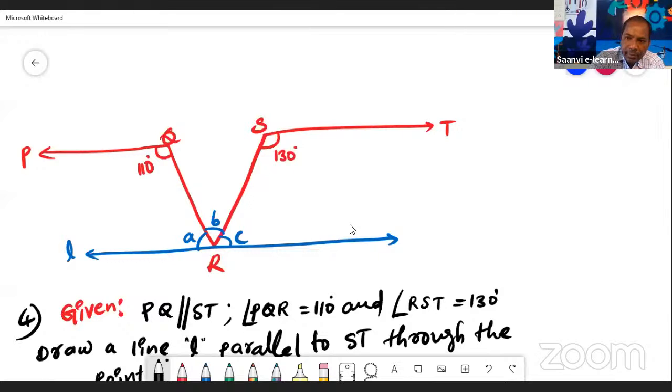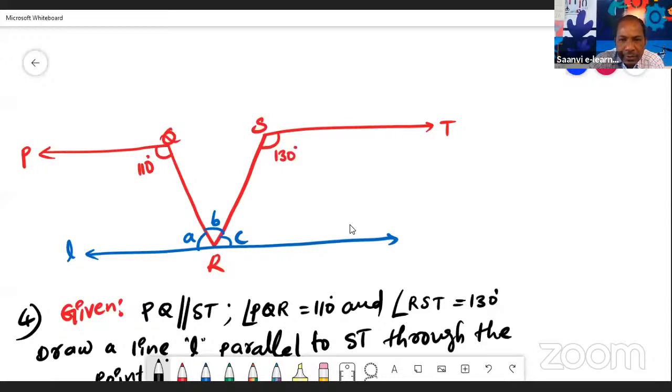Why is their sum equal to 180 degrees? Once observe angle A and angle 110. See, these are the interior angles on the same side of the transversal. Here PQ and L are the parallel lines. For these two parallel lines, QR is the transversal. So if we observe this angle A and angle 110, these are the interior angles and they are on the same side of the transversal. We all know that interior angles on the same side of the transversal, their sum is equal to 180 degrees. So A plus 110 degrees is equal to 180 degrees.